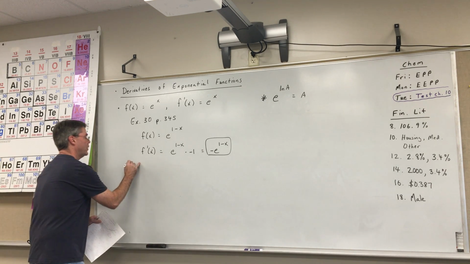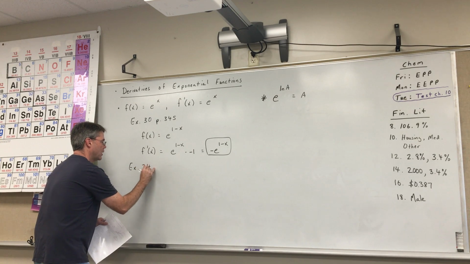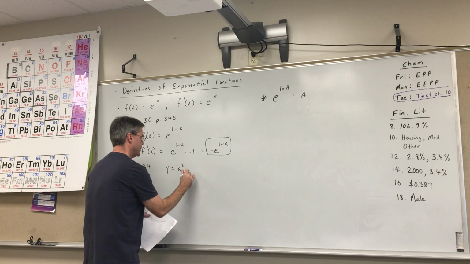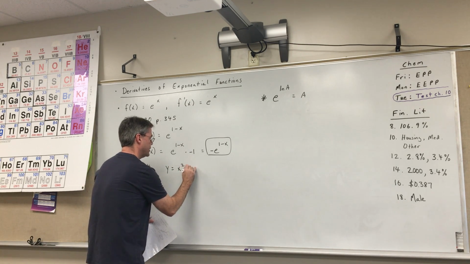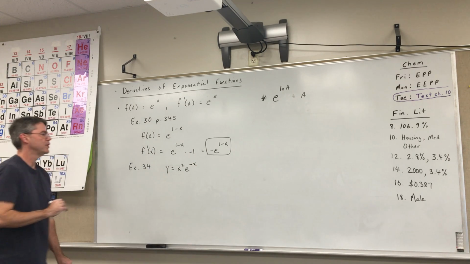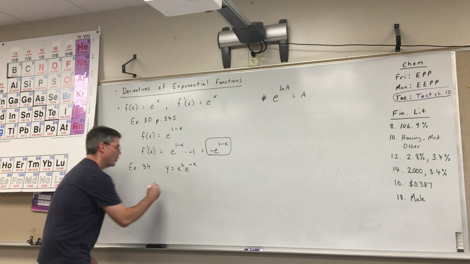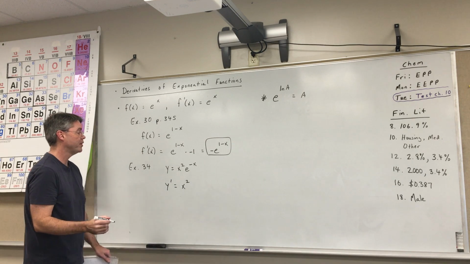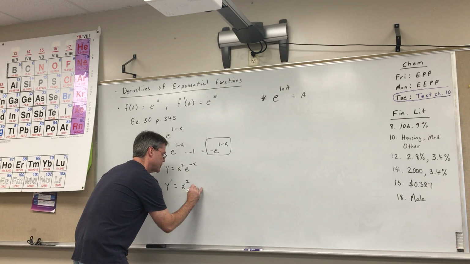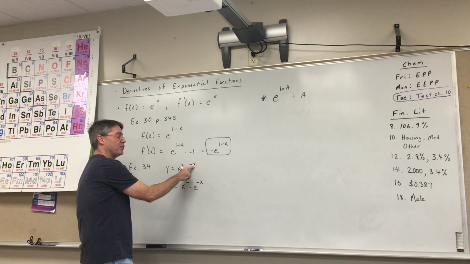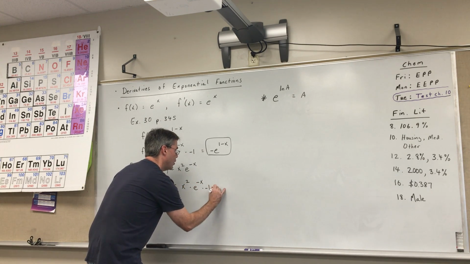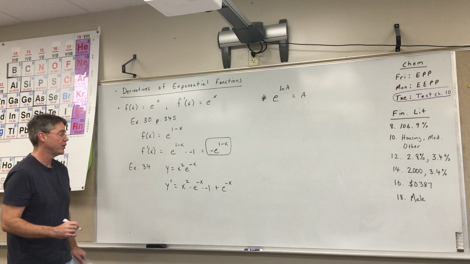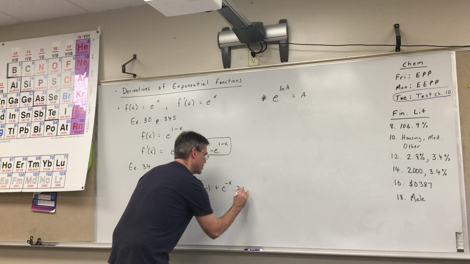All right, our next example, number 34. We have y is equal to x squared times e to the minus x. This is going to be a product rule. So y prime will be the first, x squared, times the derivative of the second, that's e to the minus x, times the derivative of negative x, so times negative 1, plus the second, e to the minus x, times the derivative of x squared, so that's times 2x.